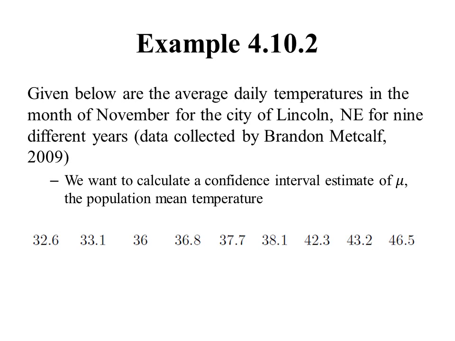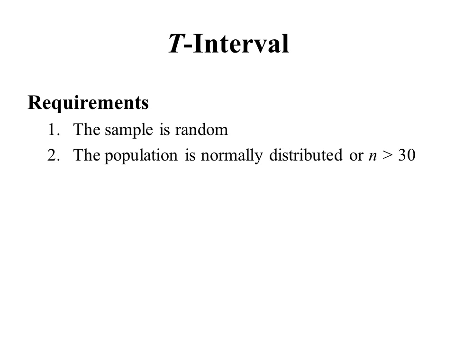So this looks like a fairly simple problem that we could solve using a t-interval. Remember, a t-interval was a confidence interval estimate of a population mean. But if we remember the requirements for that t-interval, there were two. Number one, the sample is random. Well, that's met in this scenario because we said that the data was randomly collected. But the second requirement is that we need the population to be normally distributed, or the sample size needs to be bigger than 30. Well, in this case, our sample size is only 9, so this part is not met.